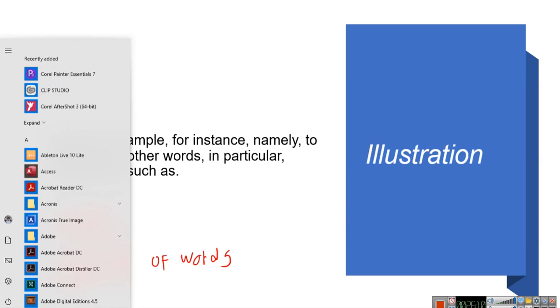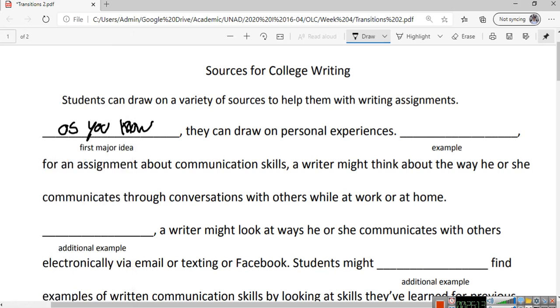The first one is... Okay, don't worry about the learn. For instance, I think for instance. Yes, that's correct. For instance. Let me read it for you.